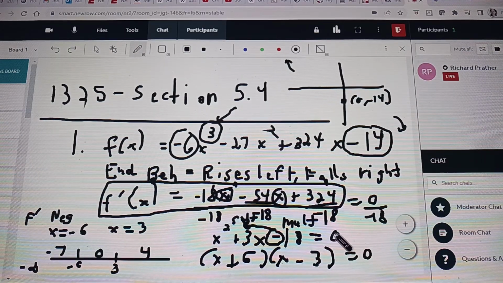The 0 is an easy one. F prime of 0 is 324 because the other two parts will disappear. That's definitely positive. And if you decrease first and then increase after you hit a critical number, that has to be a local minimum by the first derivative test.